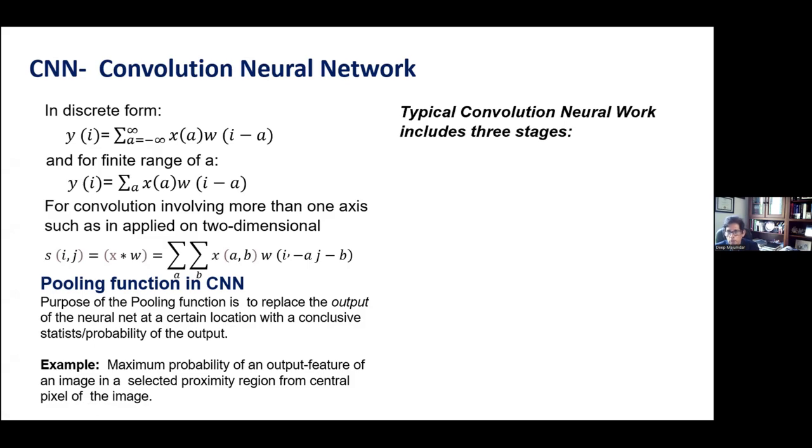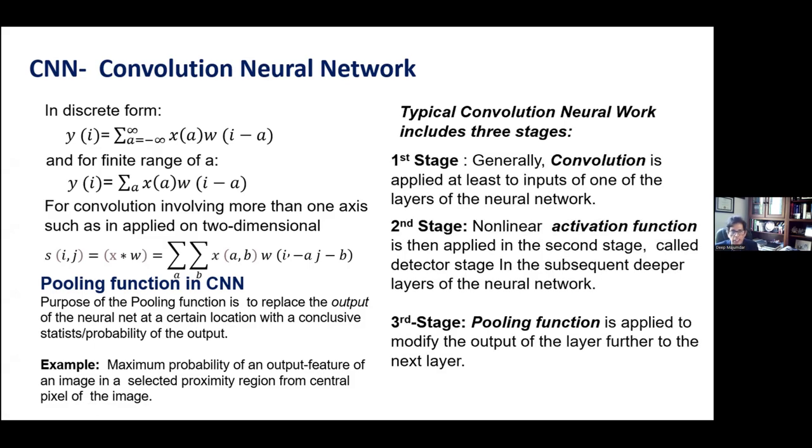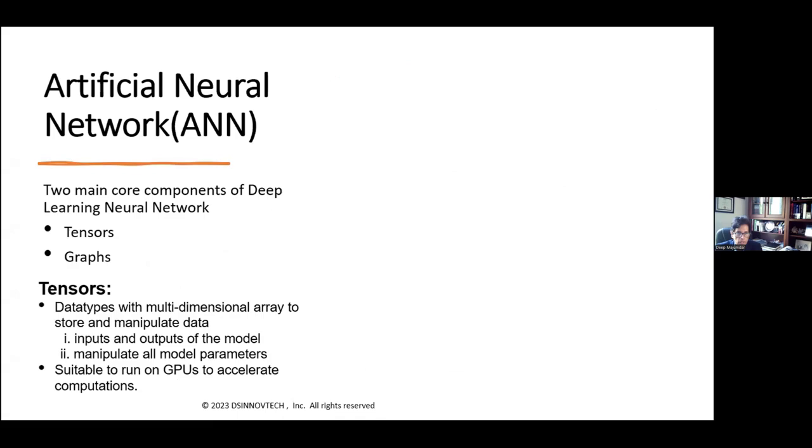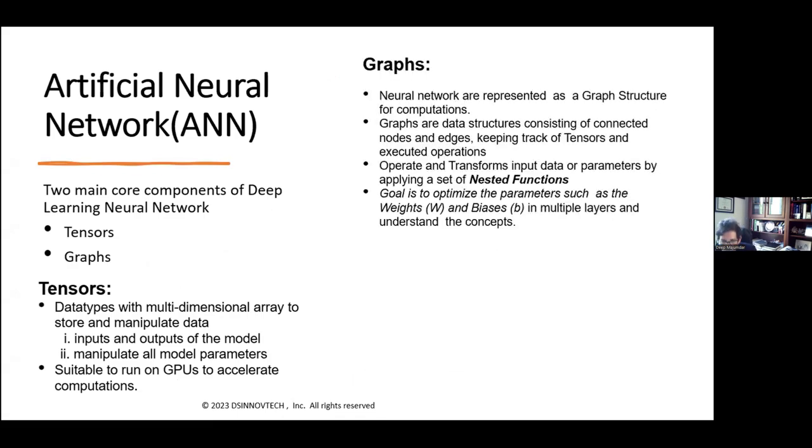So in a typical convolutional neural network, you will see 3 stages. The first stage is that you have to apply convolution, that mathematical operation, to at least one of the layers of the neural network, followed by multiple activation function activities in the rest of the layers, and then finally you have to do the pooling function in order to resolve each feature in different regions of the image that you're dealing with.